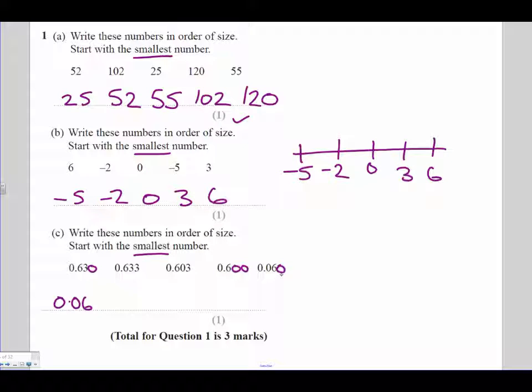0.06 was my smallest number before I put that third digit in. 0.6 would be the next, 0.603 next, 0.630, and then finally 0.633. So they are the decimal numbers in order of size, with the smallest first. Again, worth 1 mark.